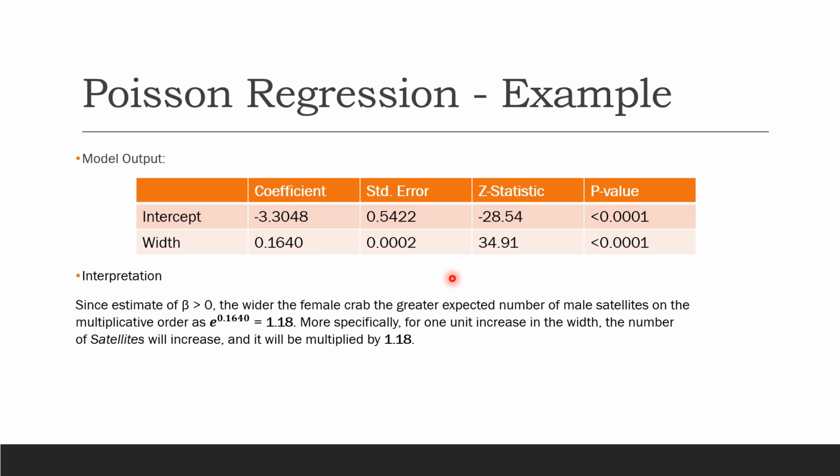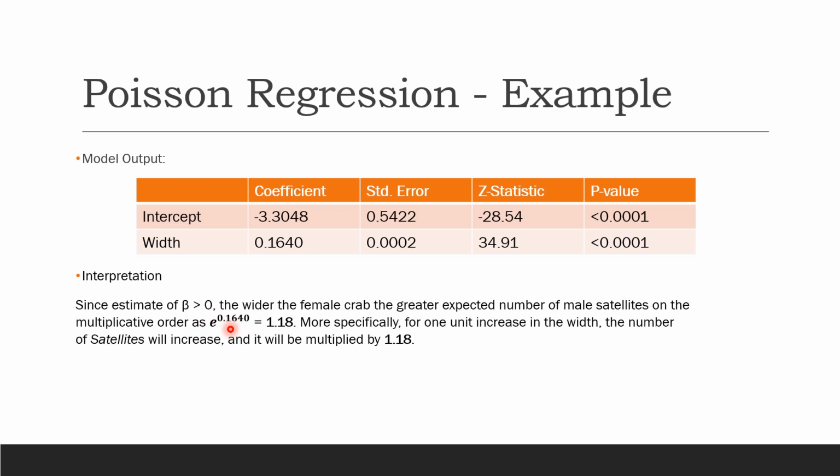The interpretation for this is not straightforward. Once you plug this back into the equation, you'll get the estimate for the count, but the interpretation is slightly tricky. Of course, since beta is greater than 0, the wider the female crab is, the greater the expected number of male satellites around it. So this is the coefficient, which gives us an order of this.